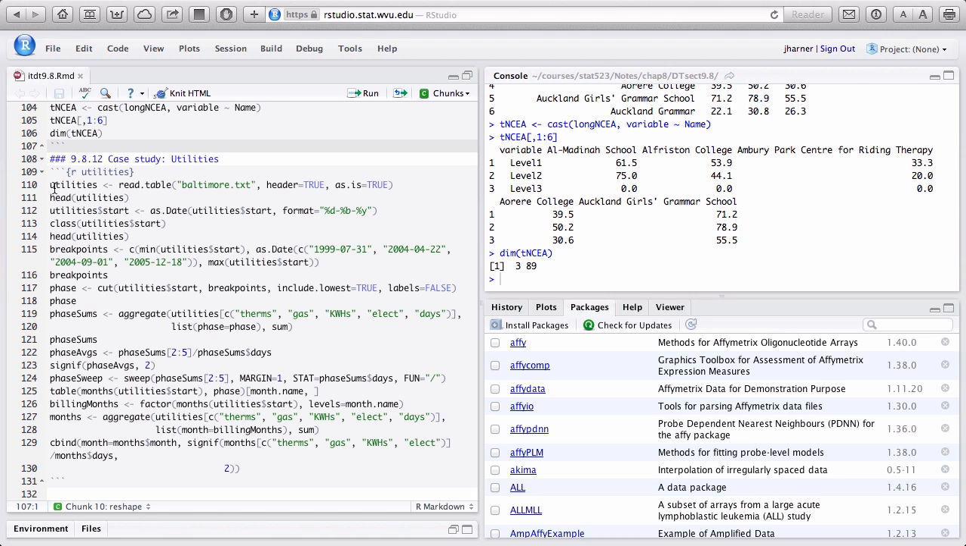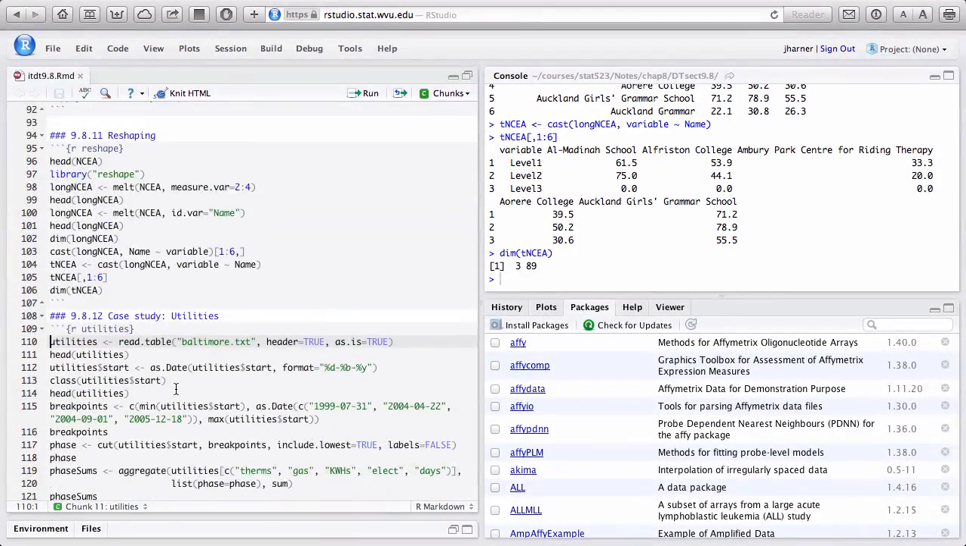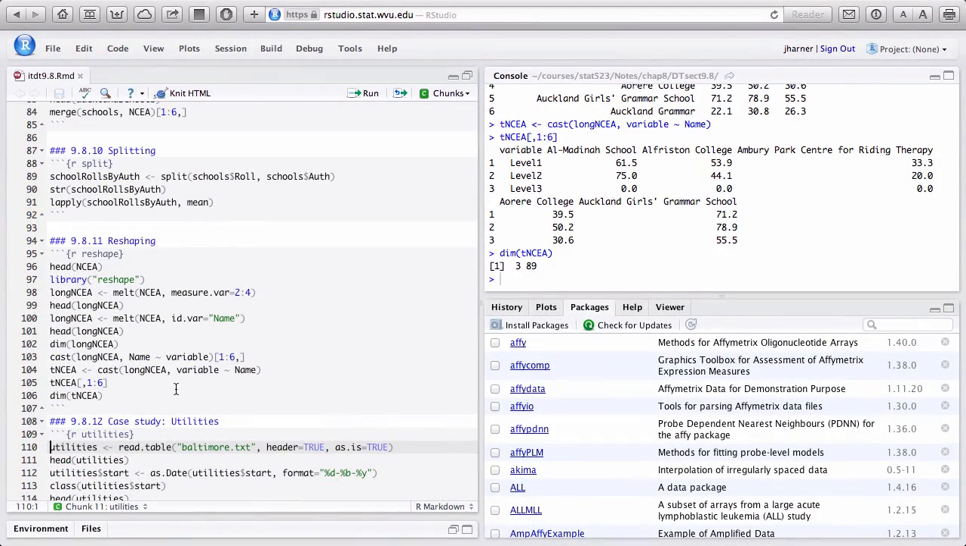Well, moving along, we have a case study here. So we've sort of looked at some pretty powerful techniques. We've looked at the apply functions. We've looked at merge. We've looked at reshaping, either long to wide or wide to long.